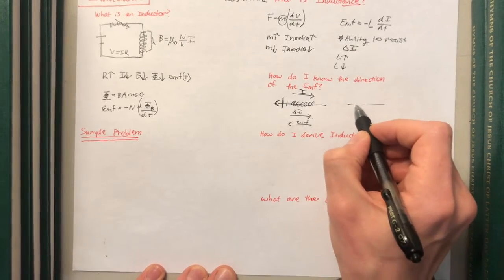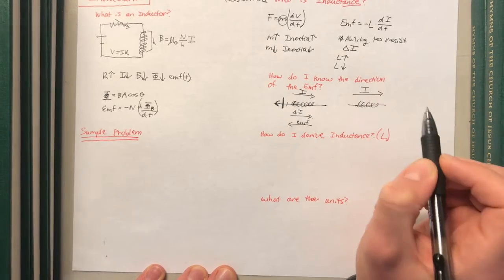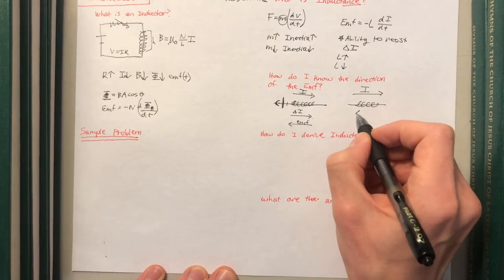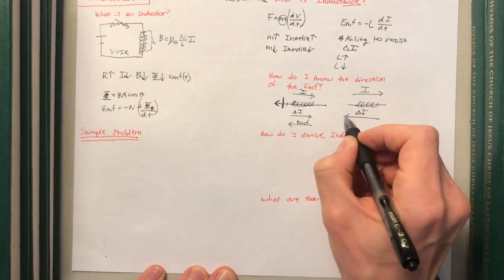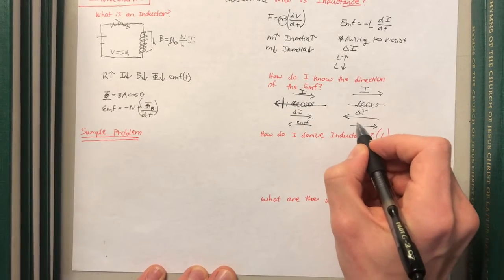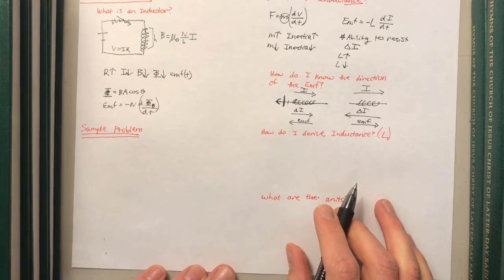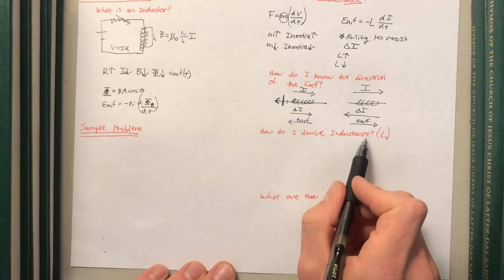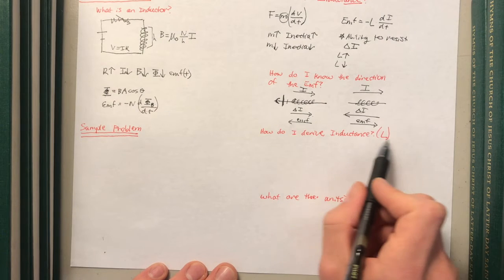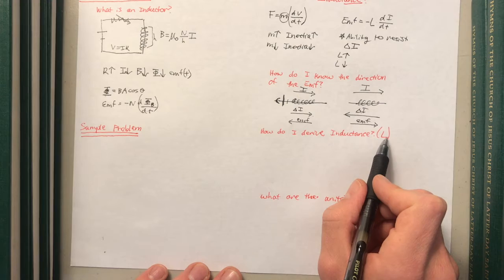If we have another example, the current is flowing this way, but it decreases, that means that the change in current is in this direction. And to oppose that change in current, the EMF will be in this direction. This will help us out in solving practice problems. How do we derive inductance? This helps us understand the behavior of inductance and what causes it to be greater or lesser.